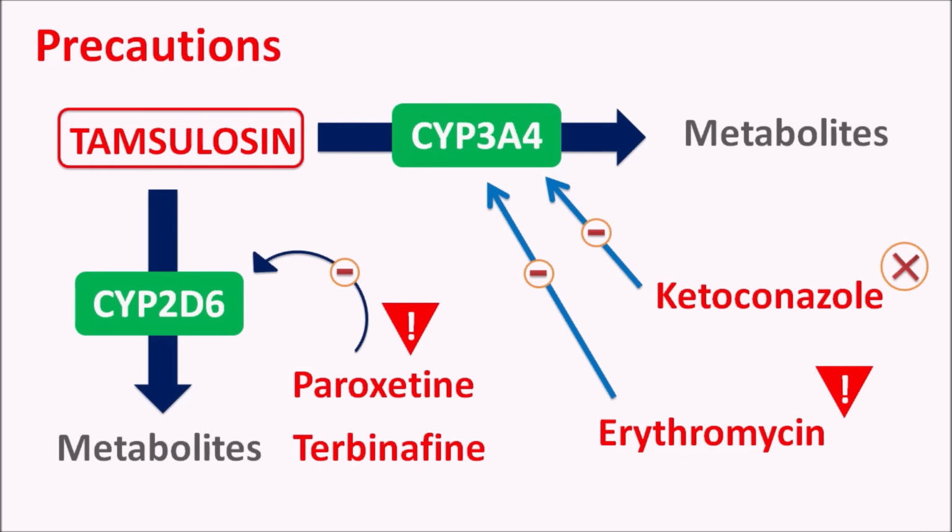Particularly because of these interactions, when these drugs are co-prescribed with tamsulosin, a low dose of tamsulosin should be used, and it should be used at 0.4 mg in order to minimize these drug interactions.